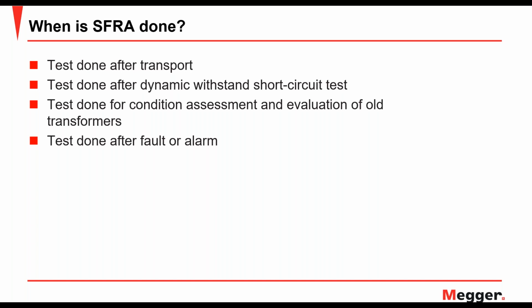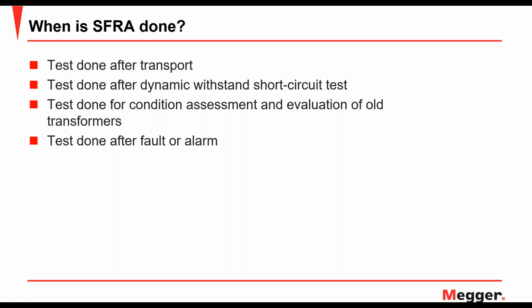An SFRA test is the last test typically done by the manufacturer before dispatch, and it's recommended that it be the first test done on the transformer as soon as it arrives at the substation. These SFRA test results before and after transport are compared with each other, and any significant deviation indicates that the transformer has been subjected to some sort of physical impact while it was being transported. Then further investigation needs to be carried out to see the extent of the damage and to figure out what action needs to be taken.